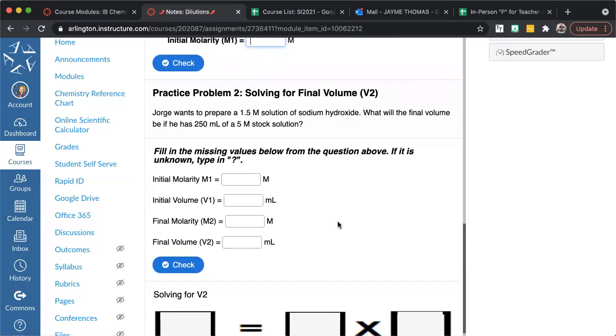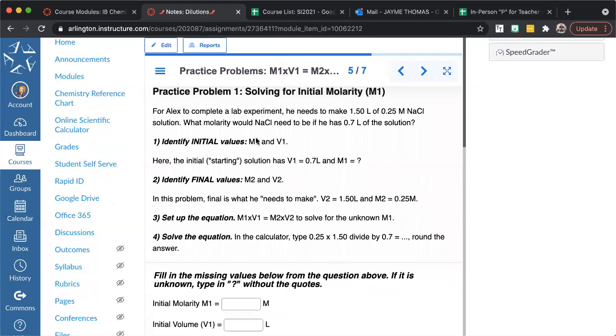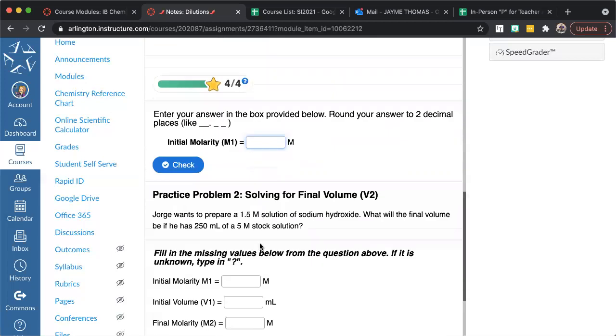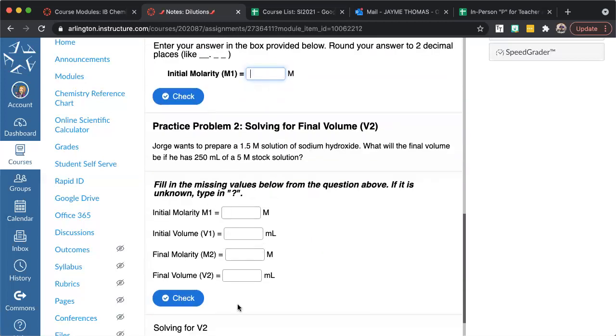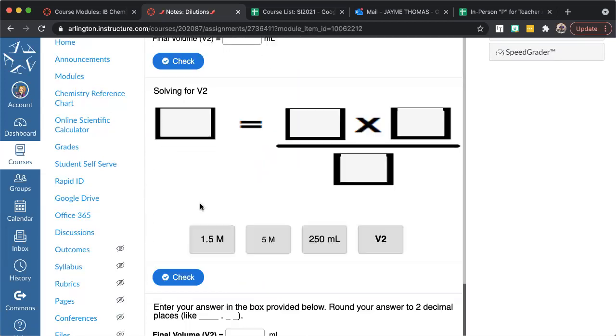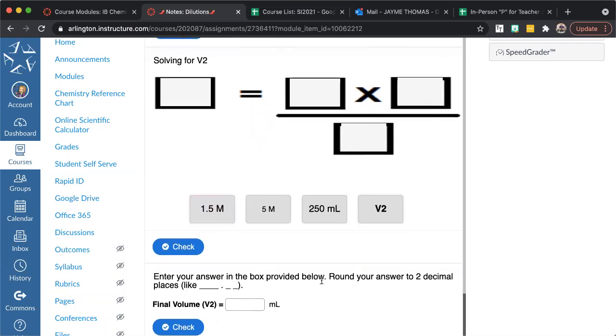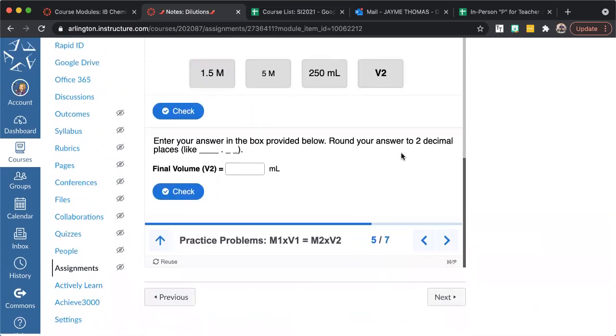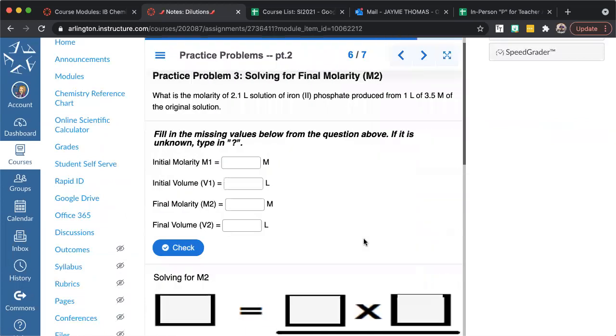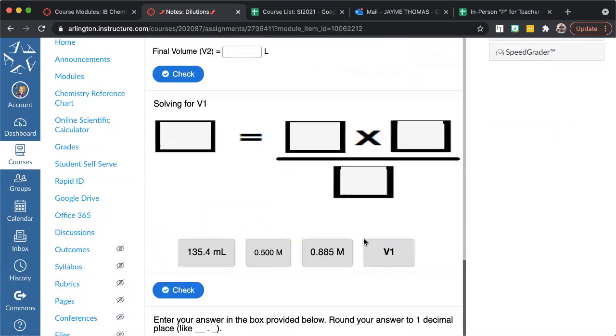So then here's another one, but notice there's not as many directions on this one. The first one, I gave you more guidance since that was the first one. The rest of them, you're going to be in charge of identifying the values, setting up the equation, and then calculating it and typing in the final answer. Okay. So there's another one there. And then there are 2 more on this page.